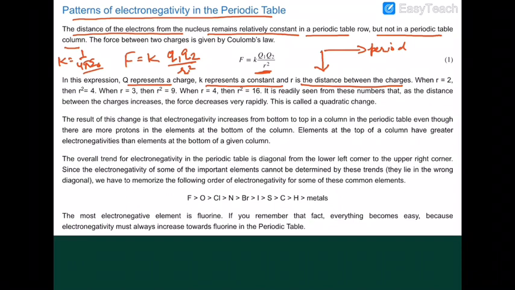Are you getting that? The result of this change is that electronegativity increases from bottom to top in a column. So bottom to top, what happens? The distance between the nucleus and the electron density decreases. If you move top to bottom, it is the inverse. So bottom to top, there will be an increase in electronegativity, but top to bottom, there will be a decrease in electronegativity. Are you sure about that?